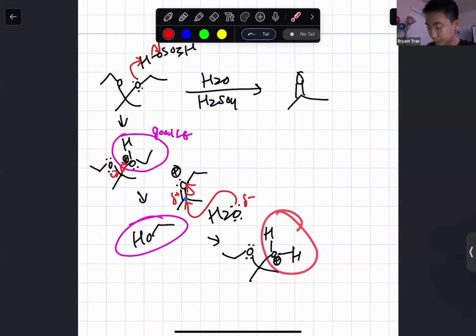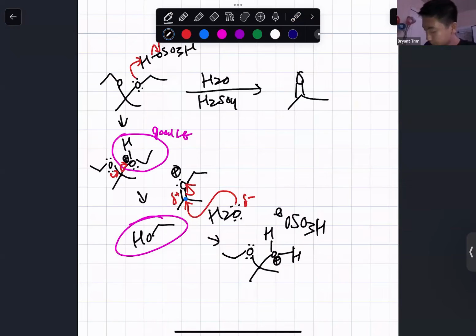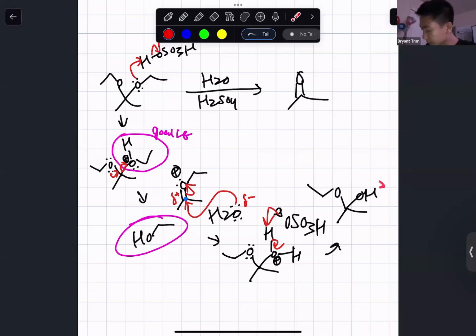How can we neutralize this right here? What can we use? Deprotonate it? Yeah, deprotonate it using the HSO4 minus. Oh, this is hydrogen like that. Okay, that's good. Now this is a bad leaving group because it lost a proton. It's now neutral, so that's good. We can keep that.